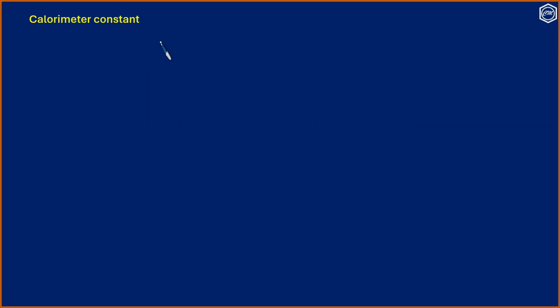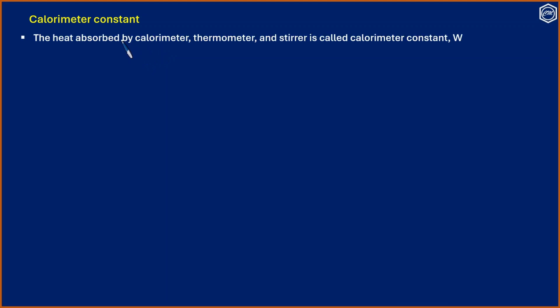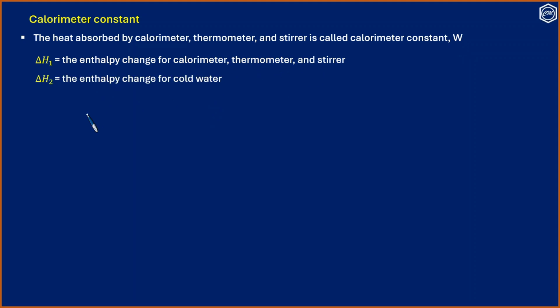Let us calculate the calorimeter constant from the data we obtained from the experiment. The heat absorbed by calorimeter, thermometer and a stirrer is called calorimeter constant W. Delta H1 is the enthalpy change for calorimeter, thermometer and a stirrer. Delta H2 is the enthalpy change for cold water. Delta H3 is the enthalpy change for hot water. And now we have already seen this equation, delta H1 plus delta H2 is equal to minus delta H3.